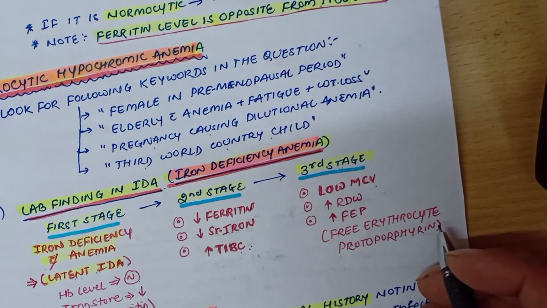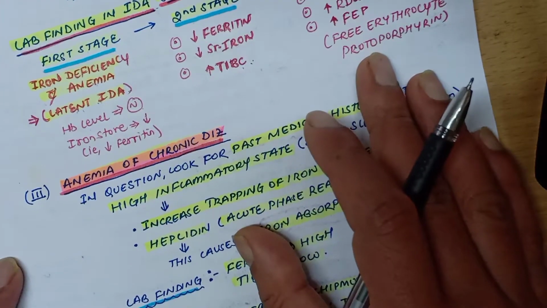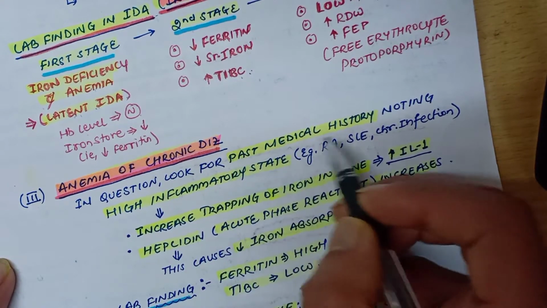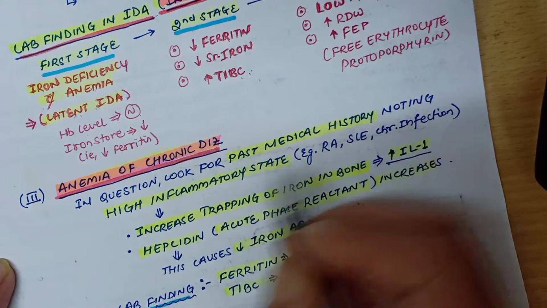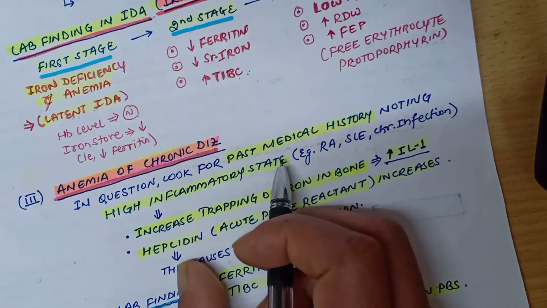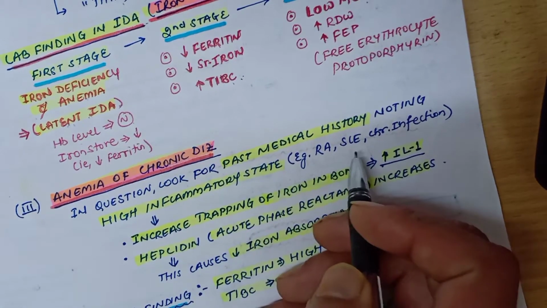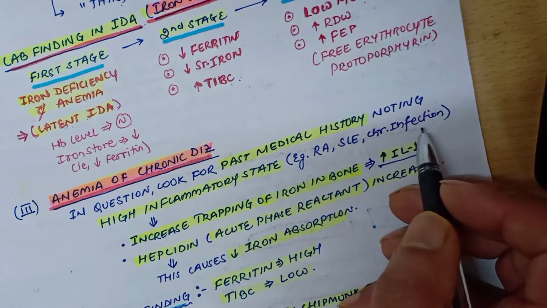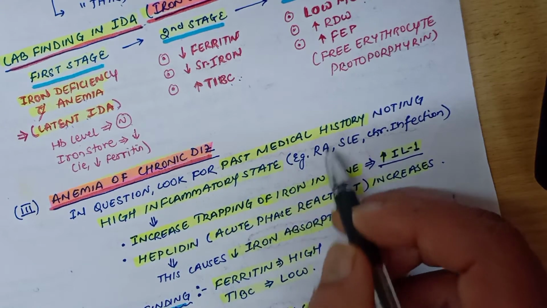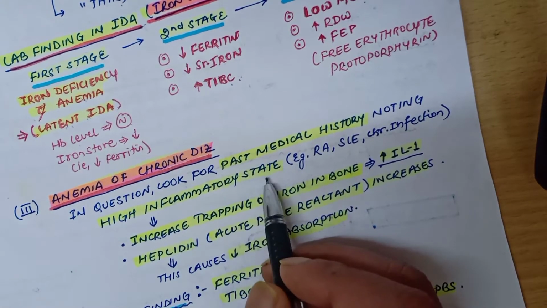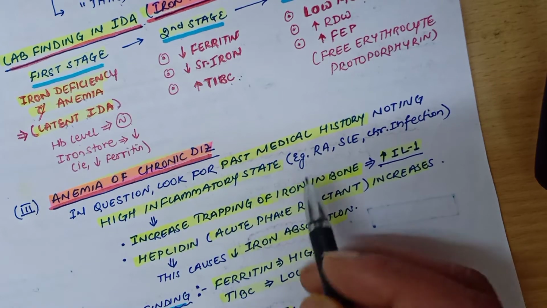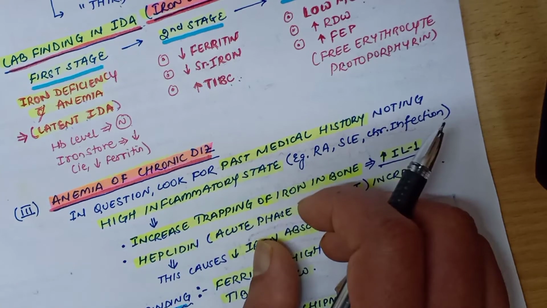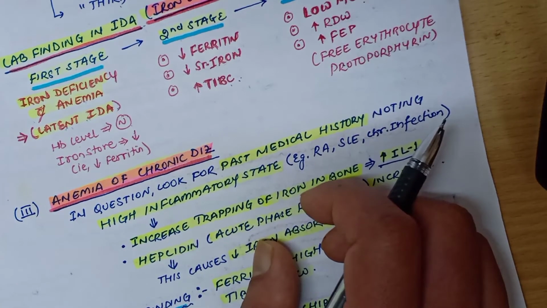Now coming to anemia of chronic disease. In anemia of chronic disease, in the question you have to look for any past medical history suggestive of any high inflammatory state. Example: rheumatoid arthritis, SLE, chronic infection, etc. So if there is any such past medical history, you should be thinking of anemia of chronic disease.